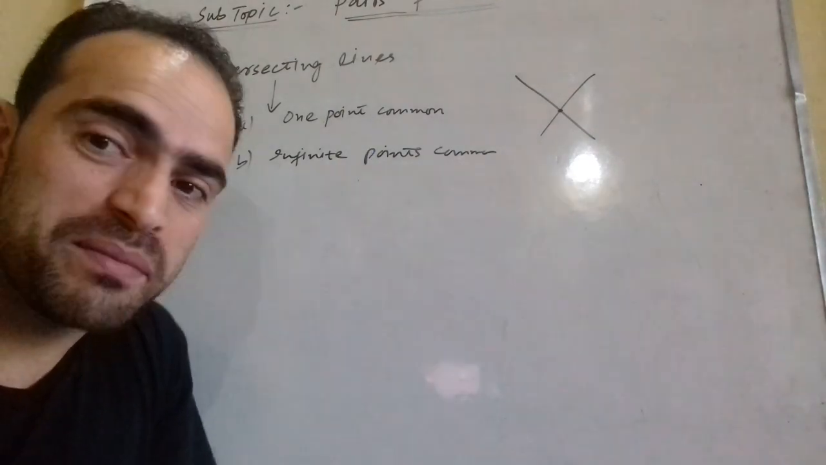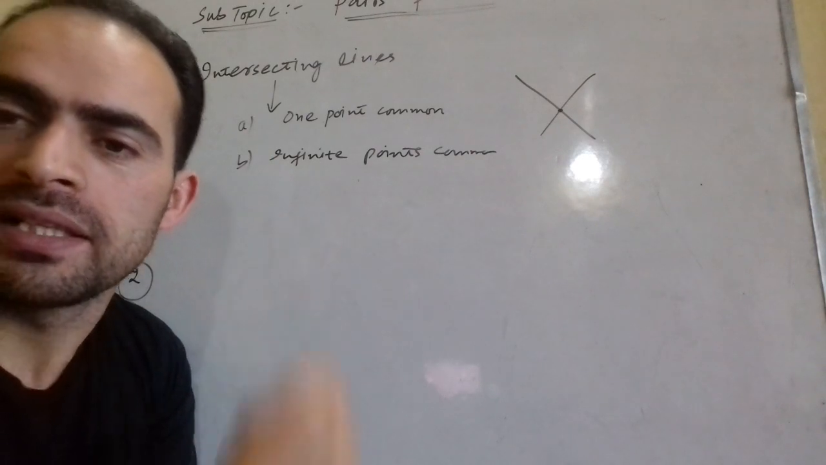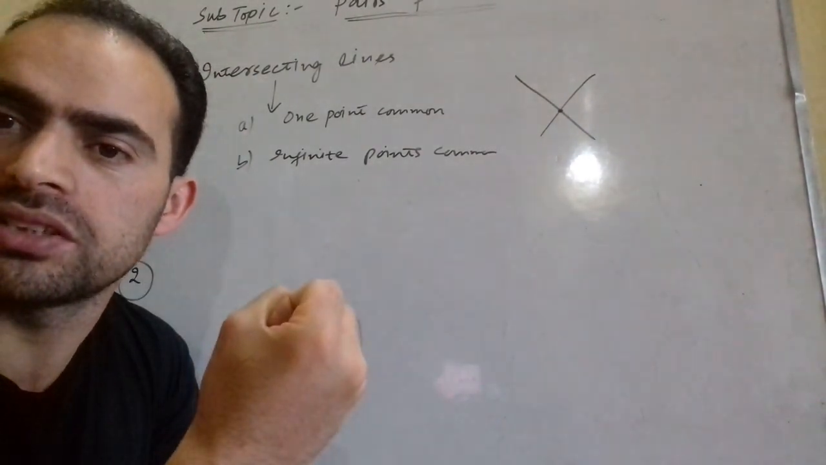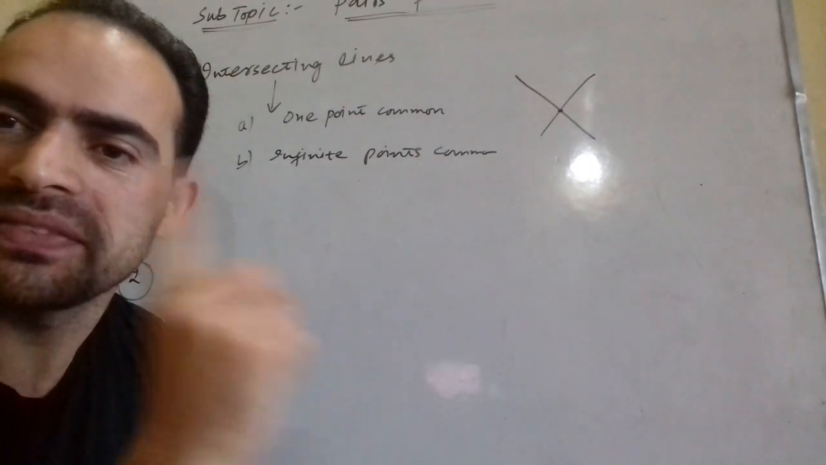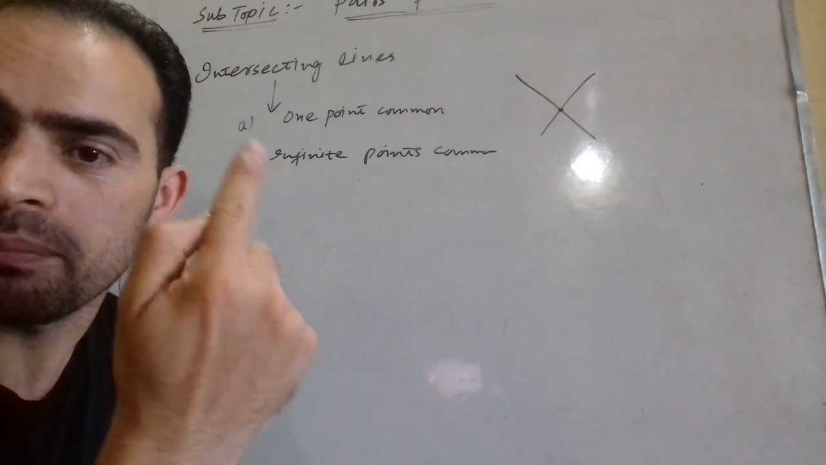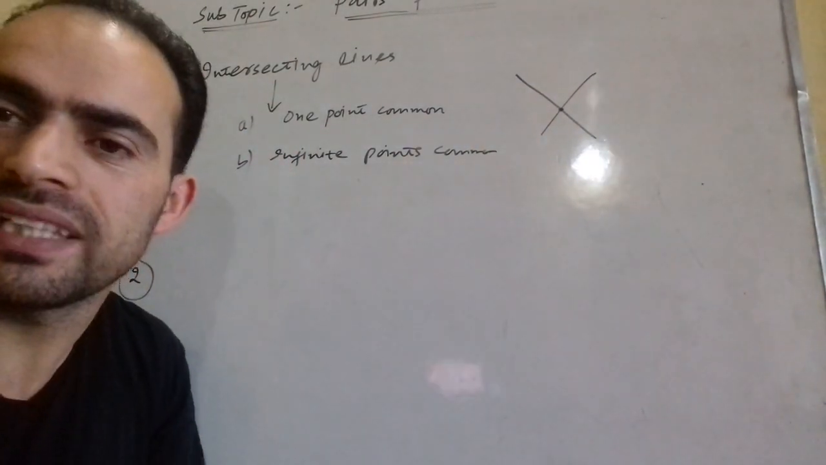In this special video I am going to show you the pairs of lines. First one is intersecting lines. Intersecting lines, as per the name, intersect, where they cut each other, but two cases may arise. First case, when they have one point in common. A point means one point in common. Now let's take an example.